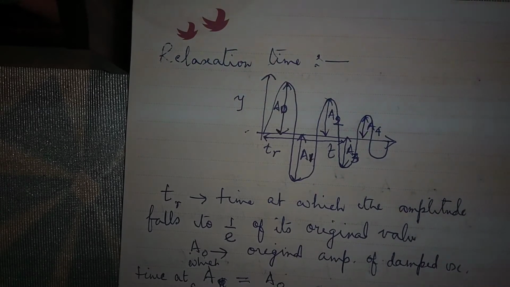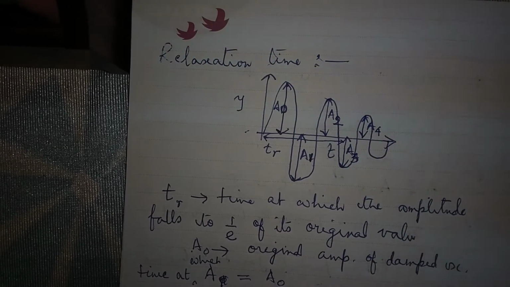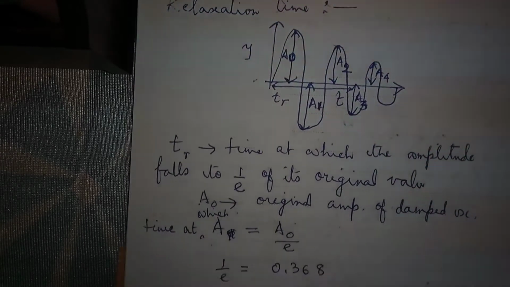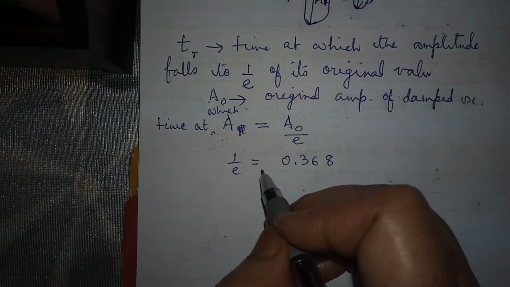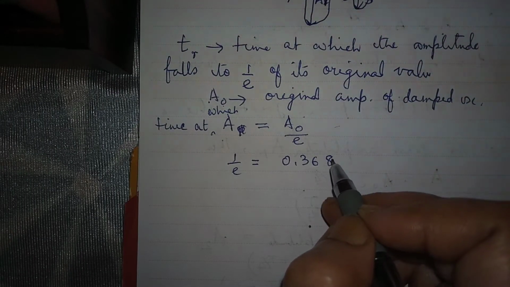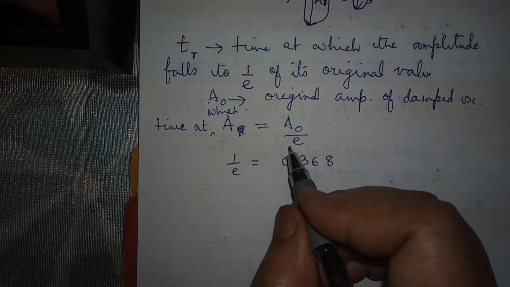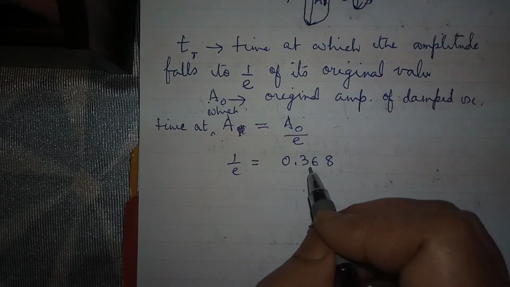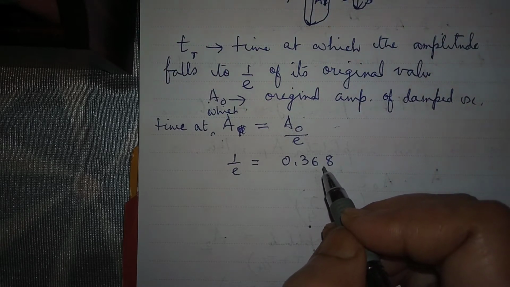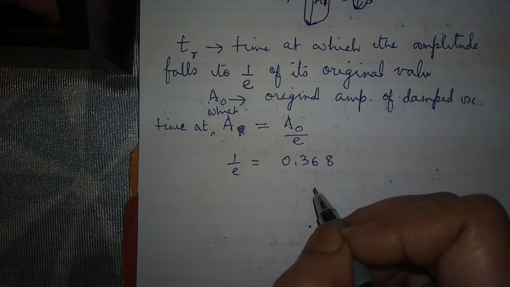Now, what is 1 by E? 1 by E is equal to 0.368. Okay, so whenever the amplitude of the oscillator falls to 36.8% of its original amplitude, then we say that the corresponding time is the relaxation time.